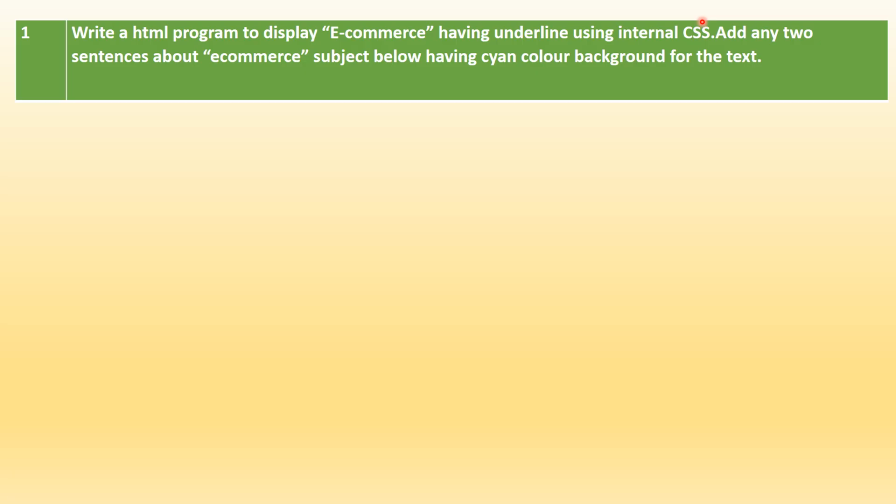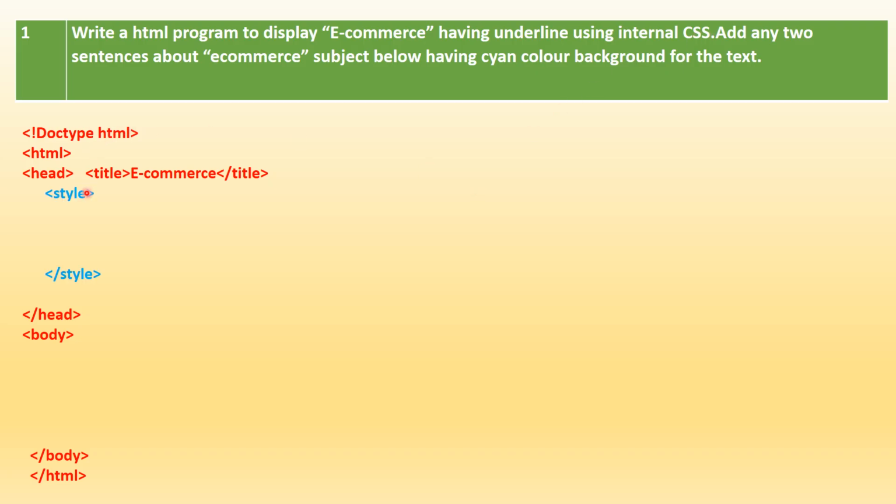First, we'll see the basic structure of HTML. This will fetch you 1 mark. In this program, we have to use internal CSS. So when is internal CSS used? When you want to apply CSS on a single document or a page, we use internal CSS. How is it done? We have to use style tag. This is a container tag and it is placed within head section of HTML.